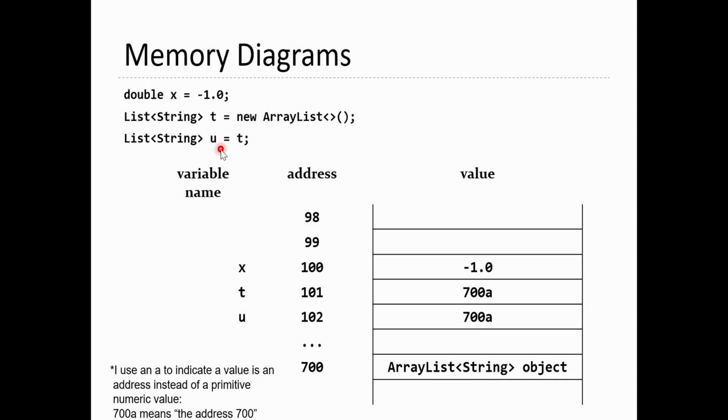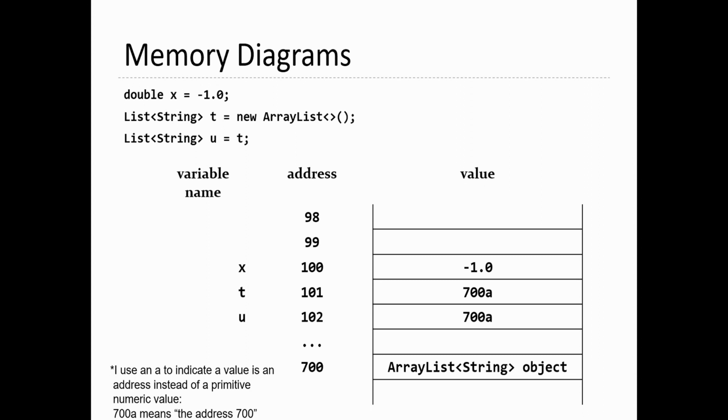Now, when you write u equals t in Java or Python, they both do the same thing. If t is a reference type, then when you write u equals t, you mean take that value and copy it into u. So notice what does not happen in this example: you do not get a second list. t and u both refer to the exact same list.